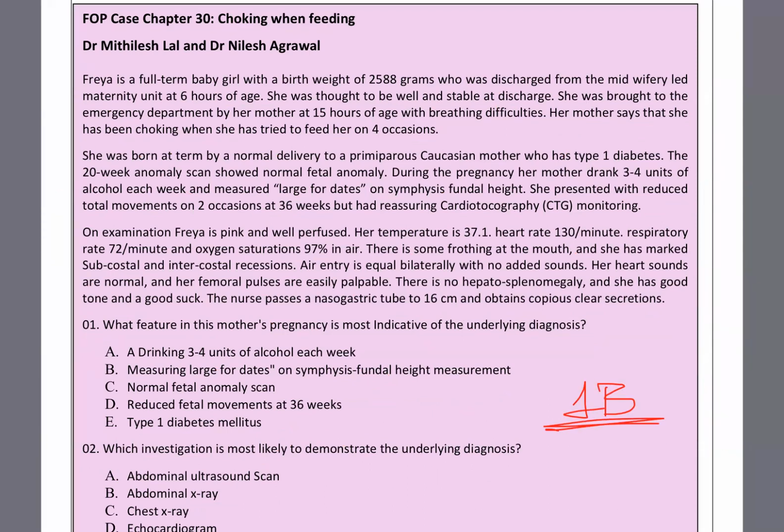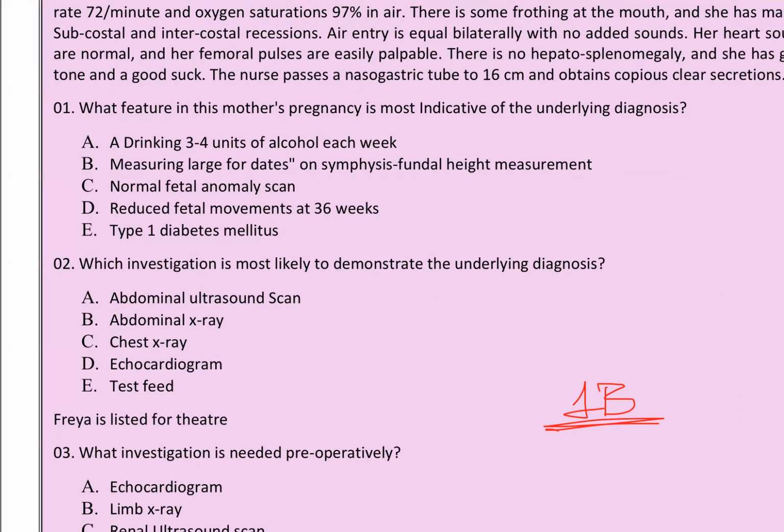Yes. Then which investigation is most likely to demonstrate the underlying diagnosis? So tracheoesophageal fistula is your diagnosis. How do you want to do the investigation? I said already, which is the important investigation to make your diagnosis. You cannot make your diagnosis if you just do the abdominal X-ray or abdominal ultrasound. You have to do the chest X-ray. Yeah, chest X-ray, you will see that your NG tube is curled, like C-shaped.